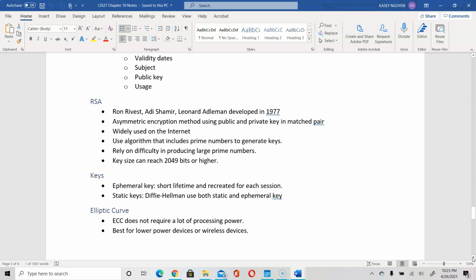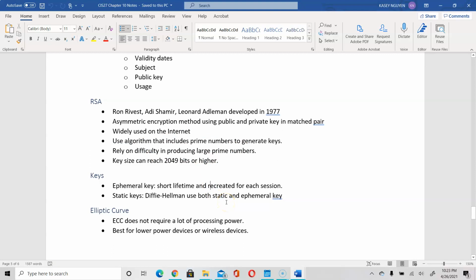It uses an algorithm that involves prime numbers to generate the keys, and the key size would reach about 2048 bits or even higher. Now, the main component of RSA is that it relies on the difficulty of factoring large prime numbers, so that would be its strength, this area right here.